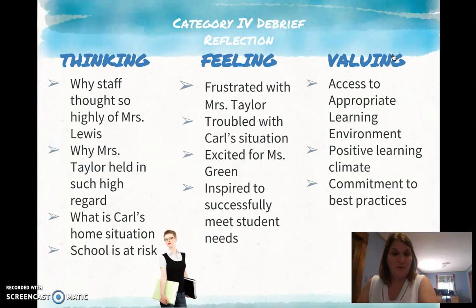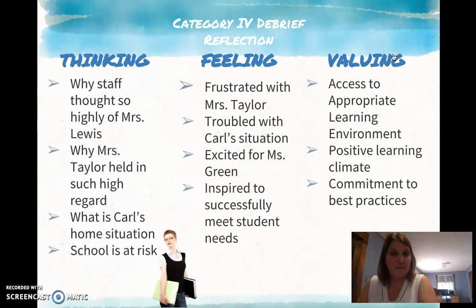I was also wondering what this home situation is like. If the mom is willing to scream in public with me, then what it must be like at home. And I also was thinking this school is at risk if this child and this situation is allowed to go unchecked. I was feeling frustrated with Mrs. Taylor. I was troubled with Carl's situation and his lack of acceptance in the school community.